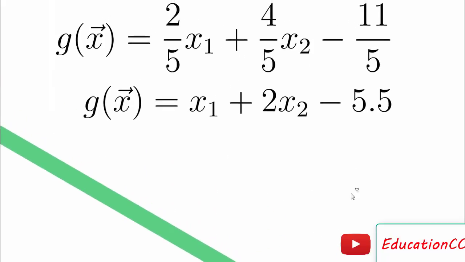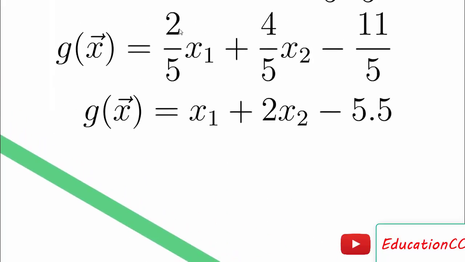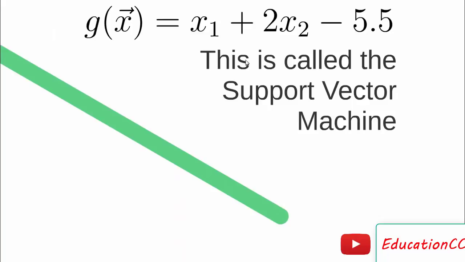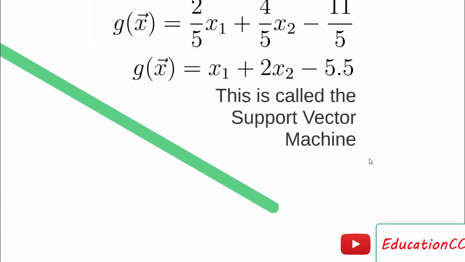When we substitute here the values of omega, 2 divided by 5 and 4 divided by 5, and also the omega 0 value, we will deliver the final equation, which defines this green hyperplane, which is x1 plus 2 times x2 minus 5.5. And this hyperplane classifies the elements using support vector machines.